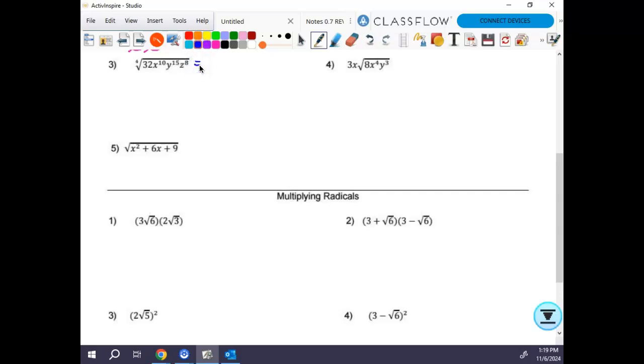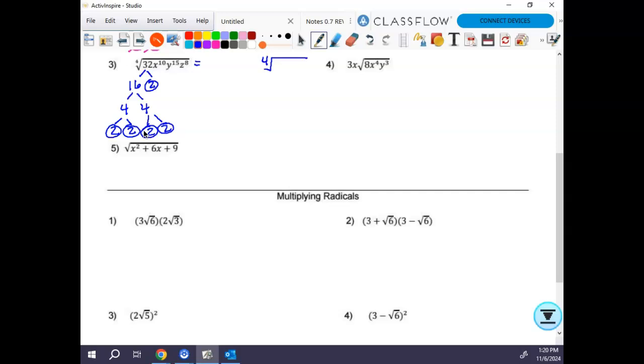I'm going to leave myself maybe a little bit more room than I did on the last one. Fourth root here. All right. So I don't have any negative to worry about. I'm going to take this 32. What are two numbers that multiply to give me 32? 16 and 2. Okay? 16, what would you do? 4 and 4. Okay? 2 and 2, and 2 and 2.